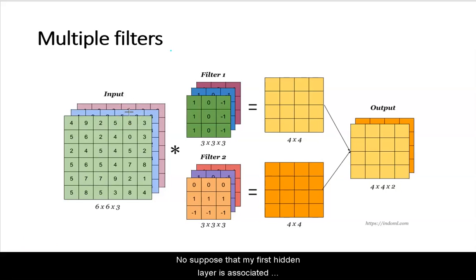Now suppose that my first hidden layer is associated with capturing the edges. Now we know that in an image I can have horizontal edges, I can have vertical edges, I can have edges at, say, 45 degrees, or I can have edges at 70 degrees, right? So in short, I can have edges at any angle. So that is where multiple filters come into play.